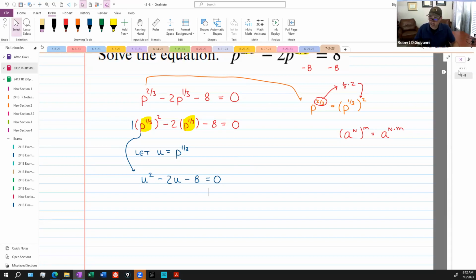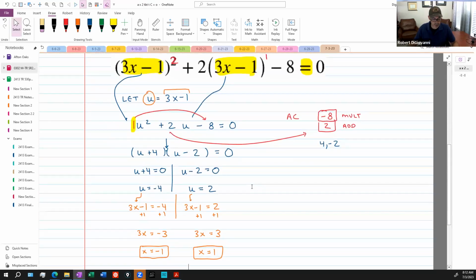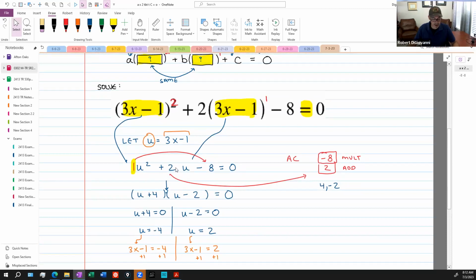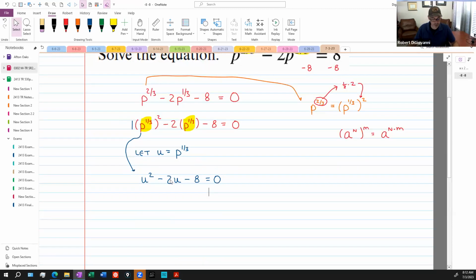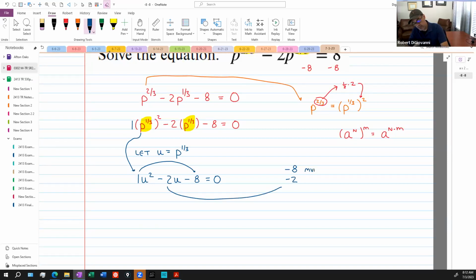And that is very close to what we just had in the previous problem. We had a plus 2u minus 8. This one is a minus 2u minus 8. So I'm gonna play the same game. I'm gonna take this 1 in front, multiply over here. I get negative 8. I'm using the AC method again. Then here is a negative 2. I need two numbers that multiply to be this, but add up to be this. And it's those same two numbers, 4 and 2, but I'm gonna have to make the 4 negative this time. That way it'll add up to be negative 2.